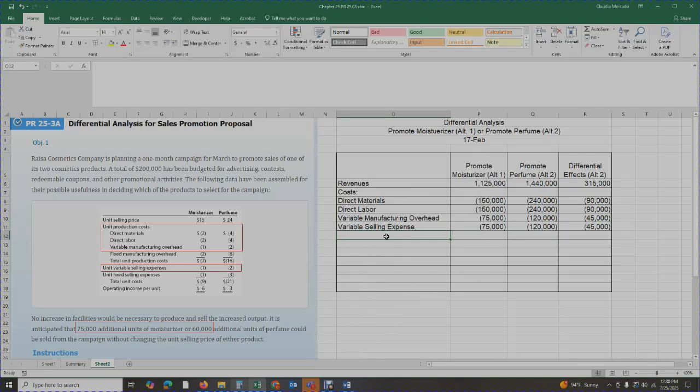And then we have one big item in addition at the end. We've got the sales promotion. We have decided to invest, regardless of whether it's alternative 1 or alternative 2, $200,000 for either alternative. So regardless, we're going to have a cost, whether it be for the moisturizer or for the perfume, of $200,000 depending on the campaign that we choose. Now that we have that, we're going to go ahead and calculate the profit or the loss.